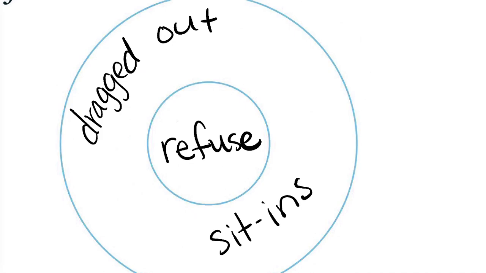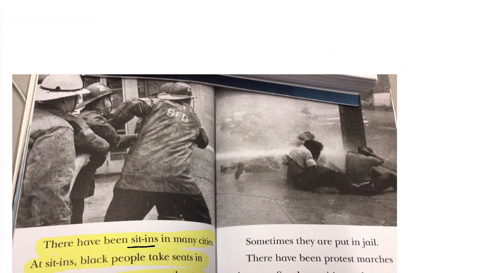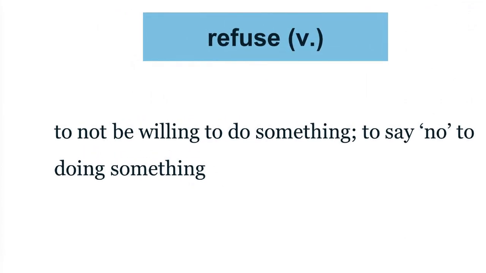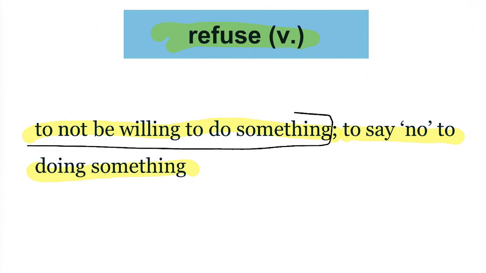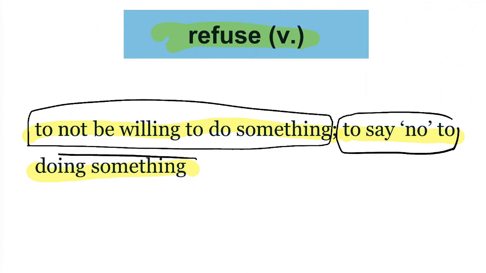If you found any other clues, you can add them to your circle. Okay, and then either on the same page, or if you need a new page, move on to a new page. We are going to add the word refuse to our vocabulary section. So we'll write refuse. This is a verb, it's an action. It means to not be willing to do something, or to say no to doing something. So you can either write both, or if that looks like a lot for you, you can just write one of them. To not be willing to do something, or to say no to doing something.